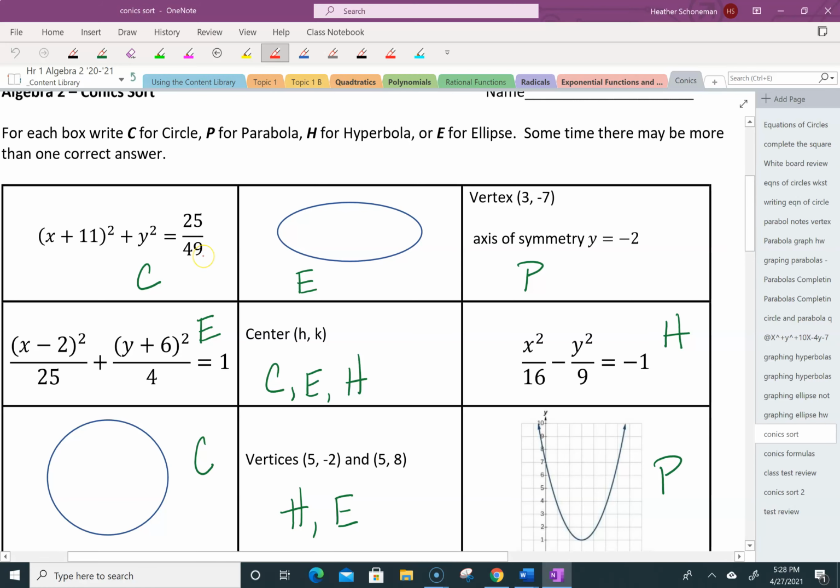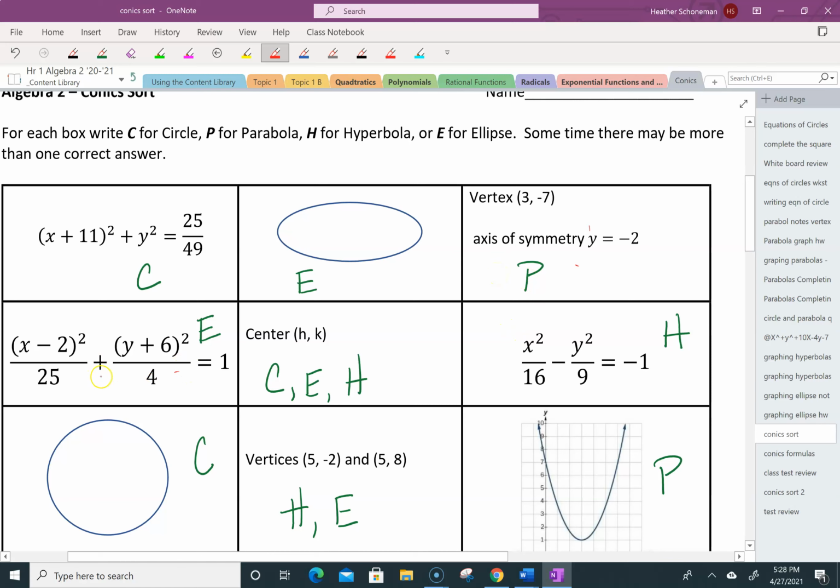So starting up here on the top, this one is a circle. Why is it a circle? Well, because there's a plus sign, because it doesn't equal 1. An ellipse has to equal 1. Okay, so that's where you're going to know it's a circle. Middle picture is an ellipse. Vertex and axis of symmetry, that can only occur in a parabola. That's why it's a parabola.